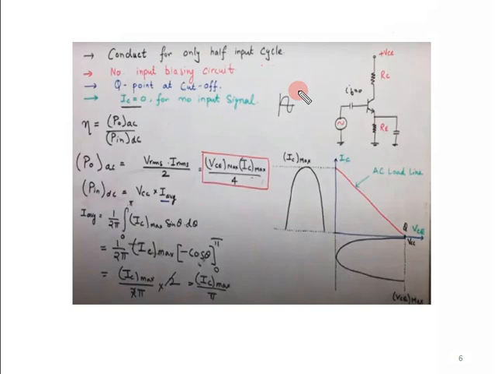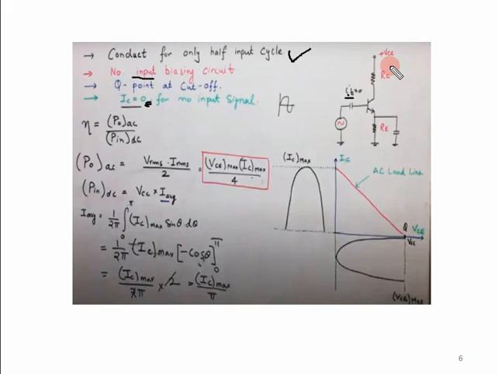The class B amplifier conducts for only one half of the input signal, and there is no input biasing, so you cannot see any biasing at the base. If this is the case, there should not be any base current IB in this amplifier. It should be 0. And when there is no input signal, IC is also equal to 0, because if there is no IB, definitely there is no IC.